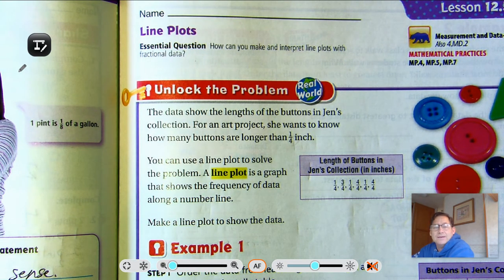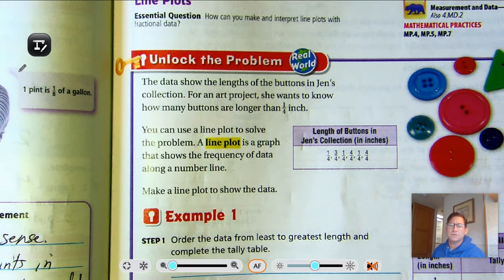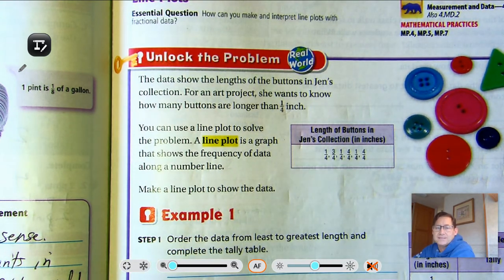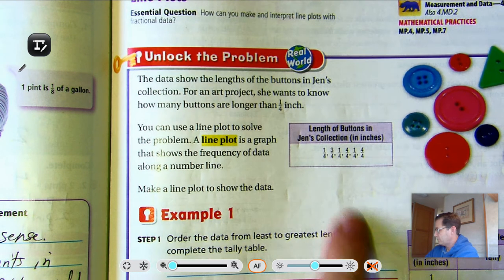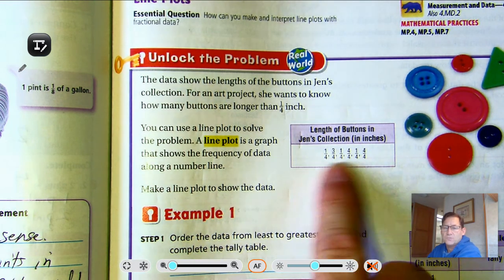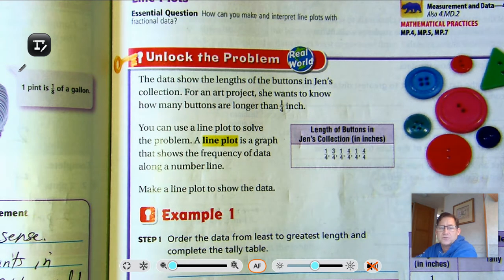It's no different than what we did last year, really. So unlock the problem. The data show the lengths of the buttons in Jen's collection. For an art project, she wants to know how many buttons are longer than 1/4 inch. And so these are the list of her buttons. Okay. She has 2, 4, 6 buttons in her collection. We can use a line plot to solve the problem.